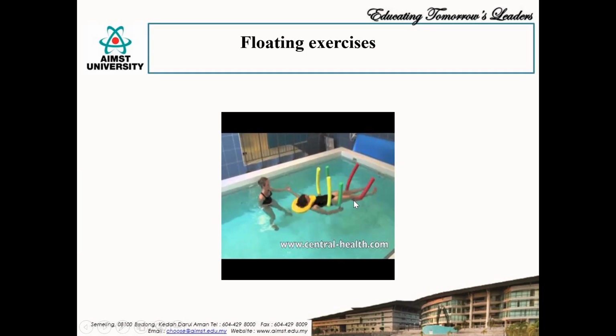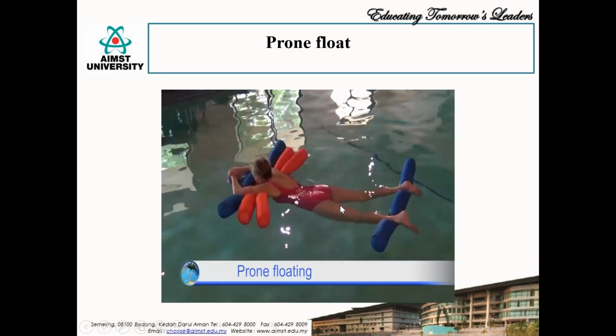Again, it depends on the person's body weight. He may need extra noodles to make him float. By making them float like this, you will be able to do a lot of exercise. This is just like making them lie on a cot. Is that clear? You can see here, this is how you make them float in prone lying. If they are overweight, then you can give one extra noodle at the waist level so that they are able to float properly.